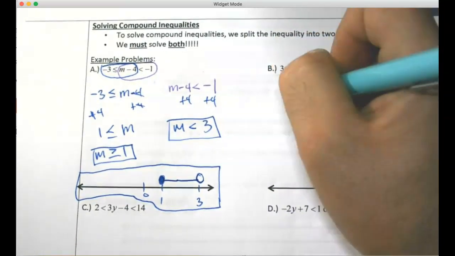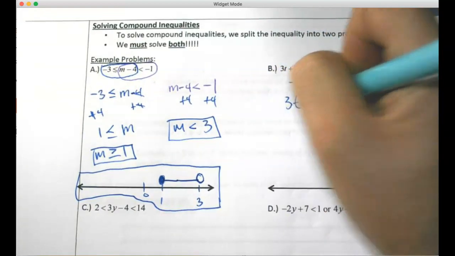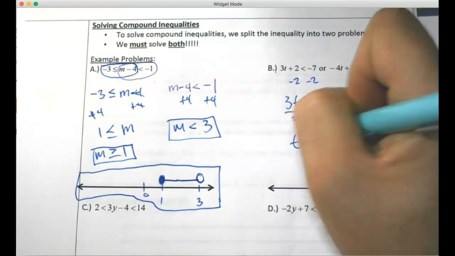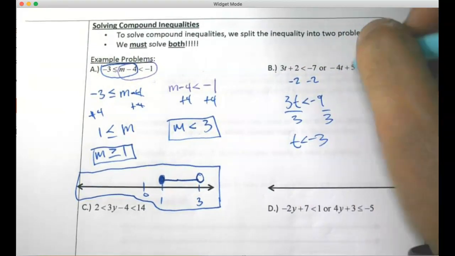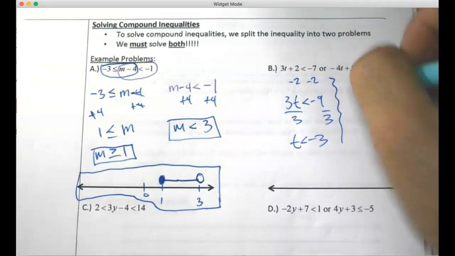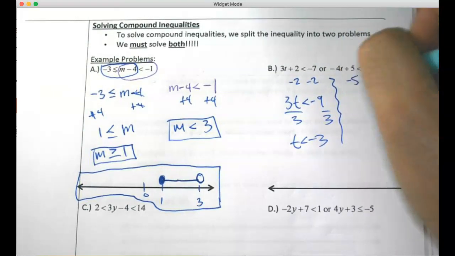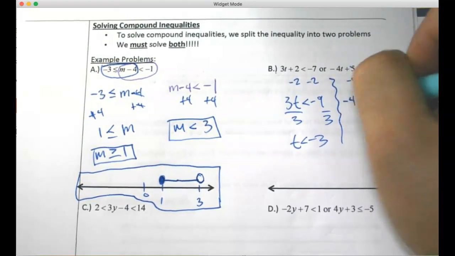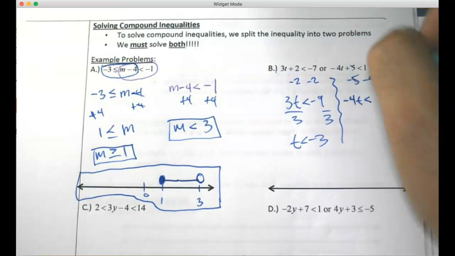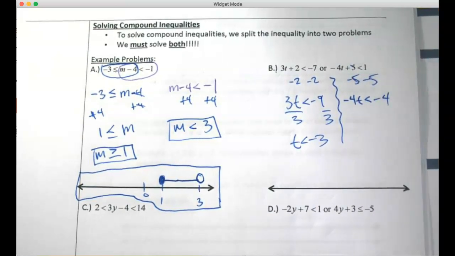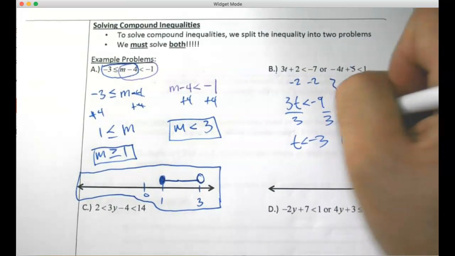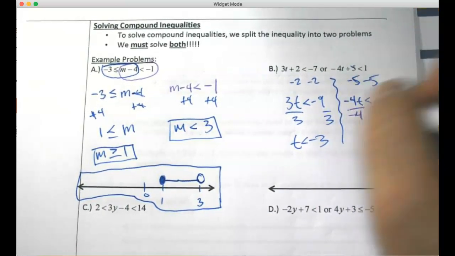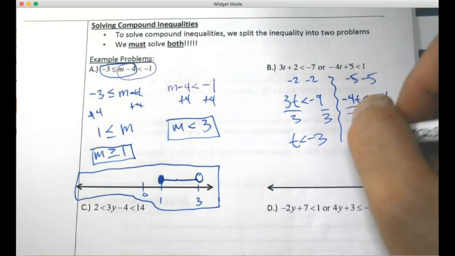The next one's already split into two separate problems, so I'm just going to start solving. Subtract 2 on this first one. 3t is less than -9. Divide by 3. T is less than -3. And then, or this, right, I'm going to subtract 5 and get rid of that. And then -4t is less than 1 minus 5 is -4. Here I'm going to divide by -4. And remember, when I do that, I better remember to flip the symbol. If I divide both sides by a negative number, I got to flip the symbol.